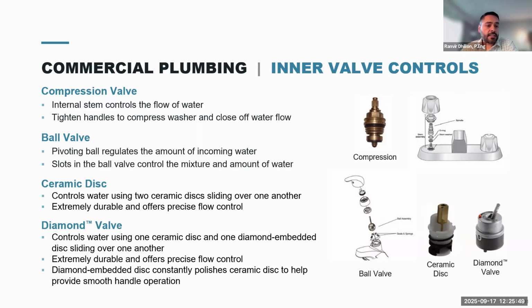You also have ceramic disc cartridges. So these are cartridges that have two ceramic discs that slide over one another to control the water temperature and the amount of water. They're extremely durable, and the shearing motion of these virtually flat discs offers precise flow control. These valves require lubrication once in a while to ensure handle operation is smooth. A diamond valve also includes two ceramic discs, but one of the discs has a diamond embedded surface. The diamond embedded disc constantly polishes the other disc to help provide smooth handle operation.